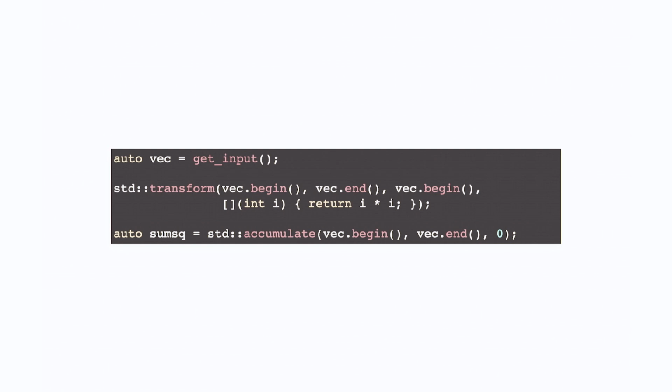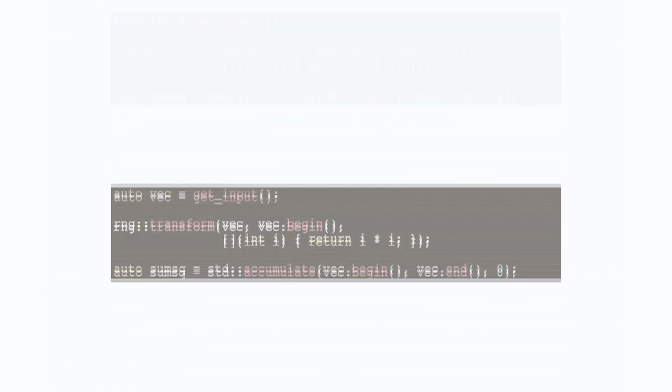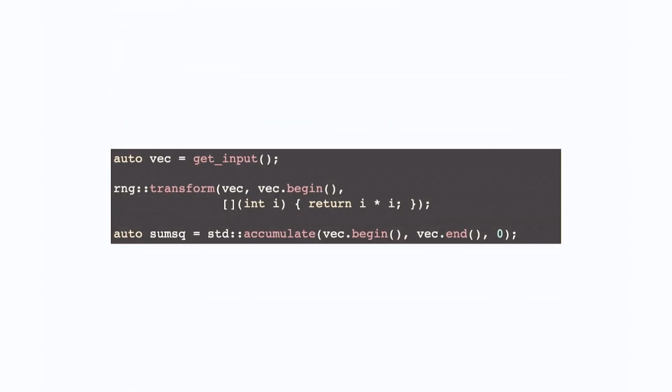So, okay, we've already seen we can replace standard transform with standard ranges transform. And this allows us to not have to type vec.begin, vec.end for the first iterator pair. We just replace it with vec, as you can see on the screen. We do still have to say vec.begin for the output location, because that's an output iterator, so we do still have to get the iterator. But yeah, okay, we've saved ourselves a couple of characters. All right, well, maybe that wasn't so great.